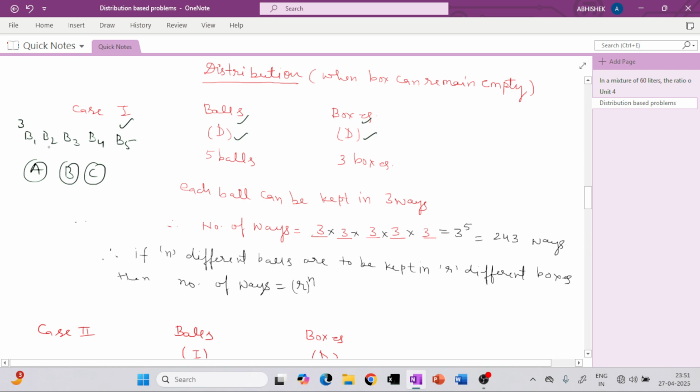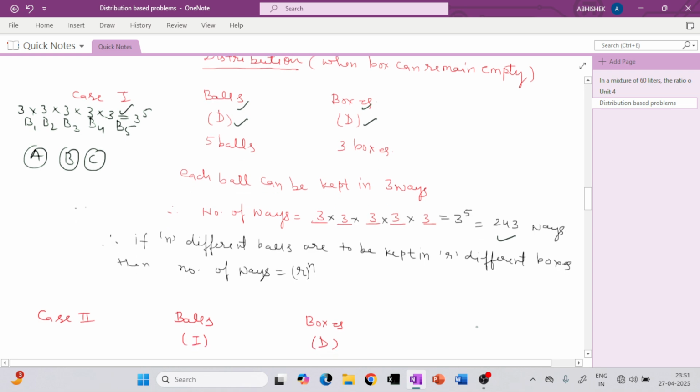Similarly, b2 can also be placed in 3 ways. Similarly, b3 can also be placed in 3 ways, b4 in 3 ways, b5 in 3 ways. So we have to multiply all the ways. So we will get 3 raised to the power 5. 3 raised to the power 5 means 243 ways.